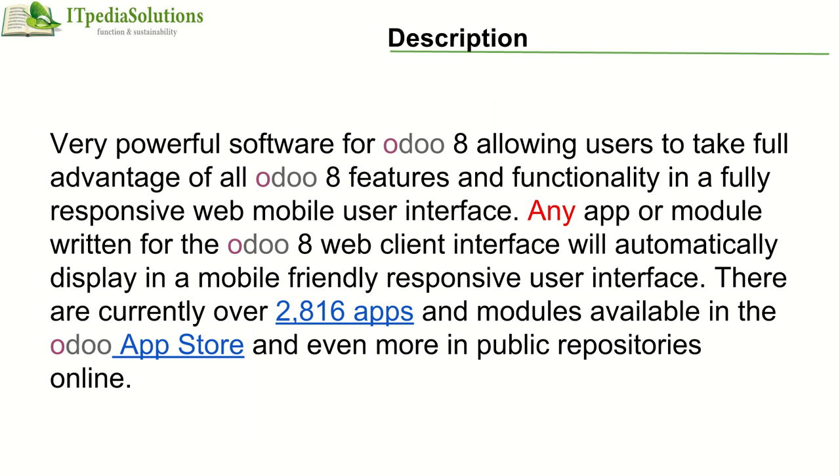Okay, so a description of this is that it is a very powerful software for Odoo 8, allowing users to take full advantage of all Odoo 8 features and functionality in a full responsive web mobile interface. Any app or module written for the Odoo 8 web client interface will automatically display in a mobile-friendly responsive user interface. Just remember, there are currently over 2,816 apps and modules available in the Odoo App Store, and even more in the public repositories online.